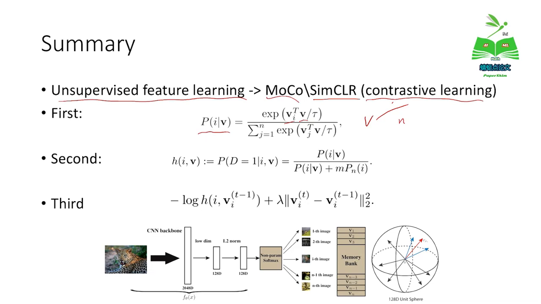Second, they apply the NCE with this term, which is an approximation for the large n problem. And third, they use the proximal regularization. They want the update in the memory bank to be small between the next step and the current step. So this is the summary of this paper.